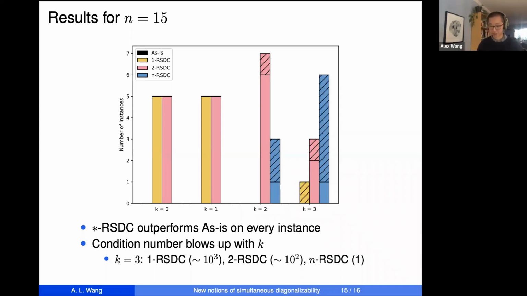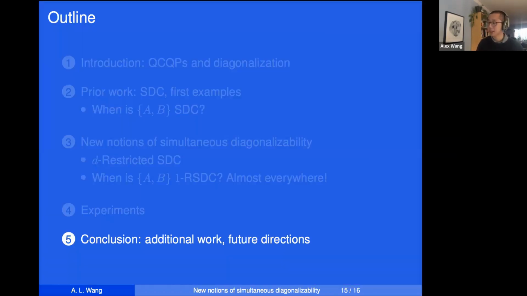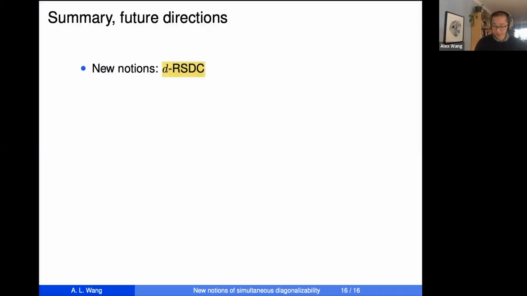Okay, so I'm going to wrap up now by just recapping what I told you about in this talk, as well as some additional work in this area, and I'm going to revisit the experiments and what they tell us about future directions. In this talk I told you about this d-restricted SDC property. And I showed you some parts of the proof of the fact that this 1-RSDC property holds almost everywhere for pairs of symmetric matrices.